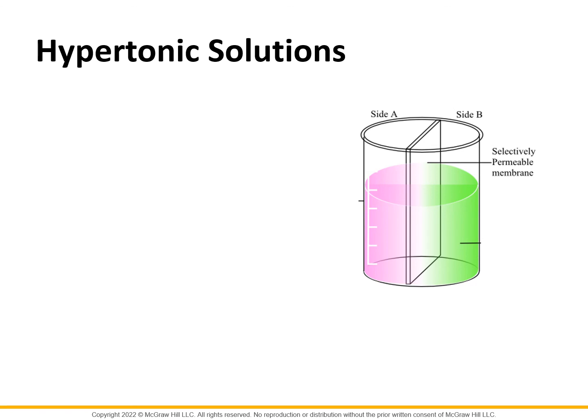Again, if the solutions are not isotonic to each other, then one has to be hypotonic and the other has to be hypertonic. So as I mentioned before, in the example before, solution A was 5% solute and solution B was 10% solute. And so if they're not equal, which these are not equal, then one has to be hypotonic, one has to be hypertonic. So hypotonic is the one with the lower concentration of solute. So this was the hypotonic solution.